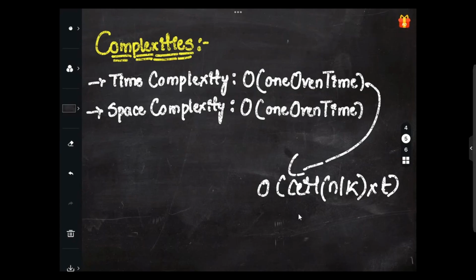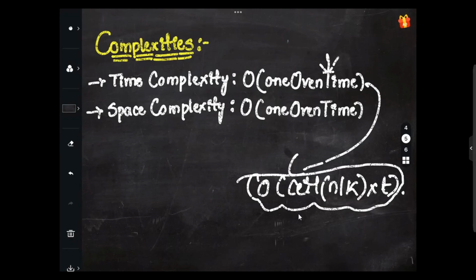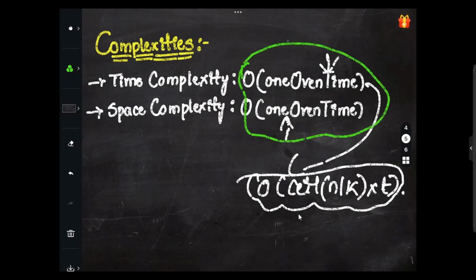because we are simulating every minute up to the time one oven needs, right? So overall the time complexity is because of ceil of n by k into t, which in simple terms we can give as one-oven time. So what will be the space complexity? Space complexity would also be one-oven time, as we'll be making use of the dp array of size one-oven time plus 1. So the time complexity and the space complexity for the code that we'll be writing would be one-oven time and one-oven time respectively.